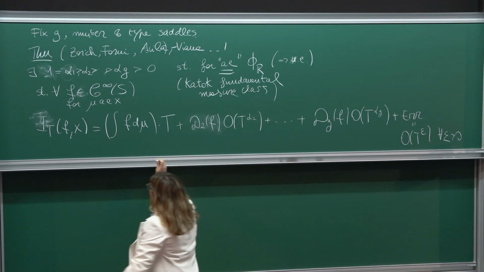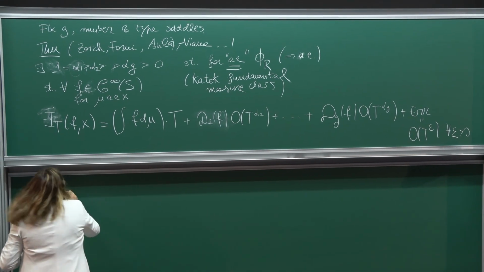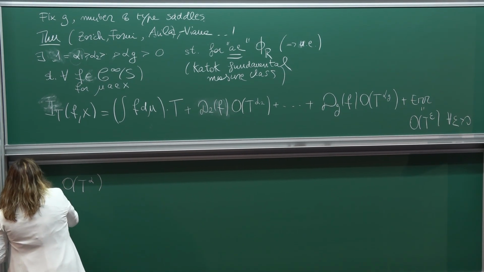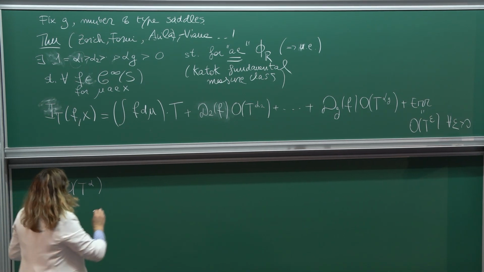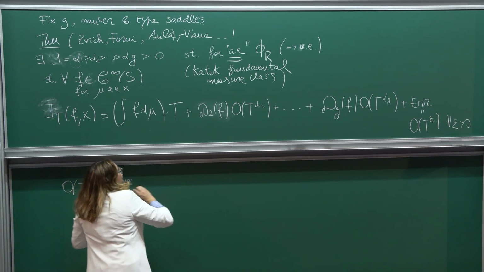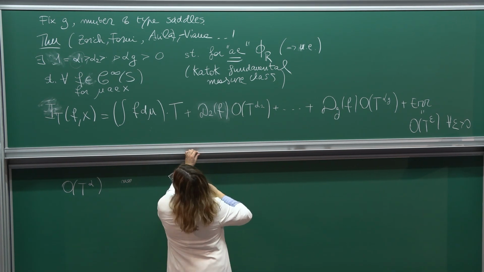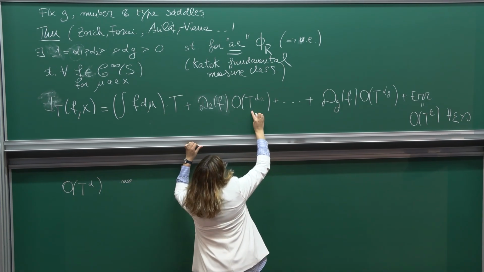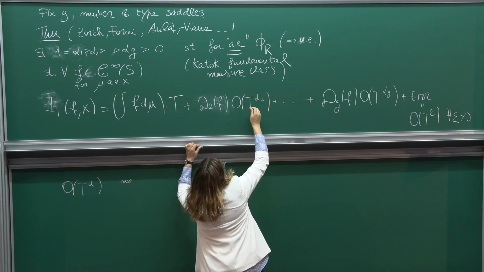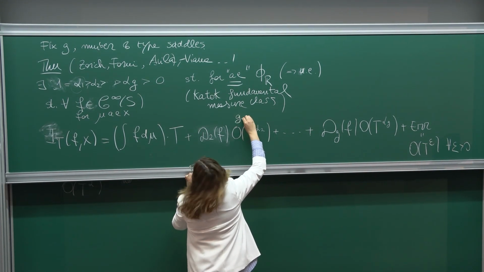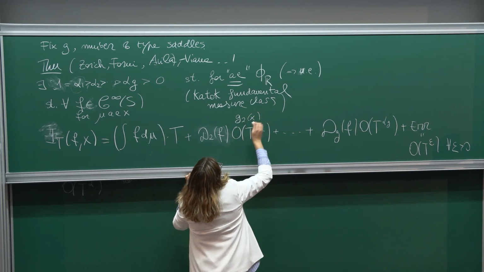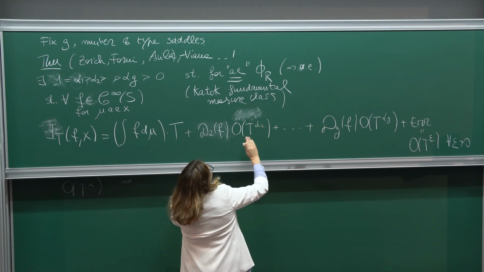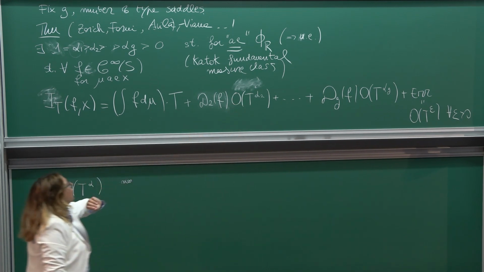And what do I mean by O of t to the alpha? I think I should have taken my notes. Here there is a function which is big O of t to the alpha.